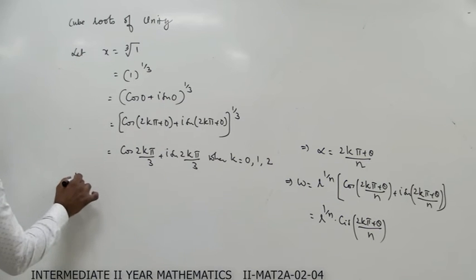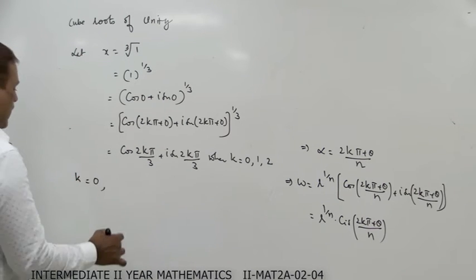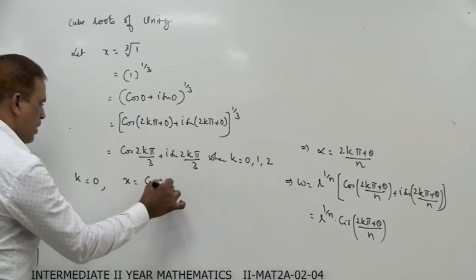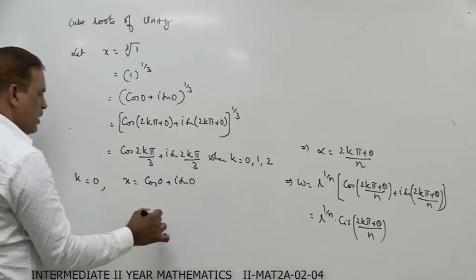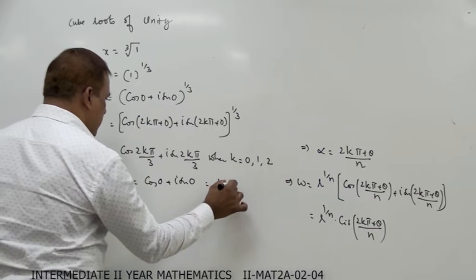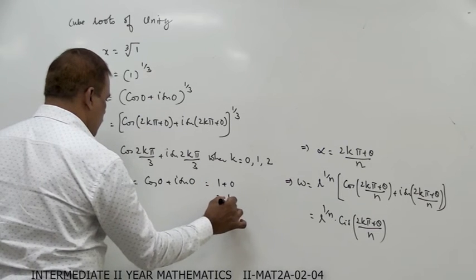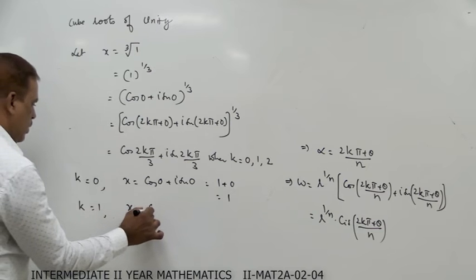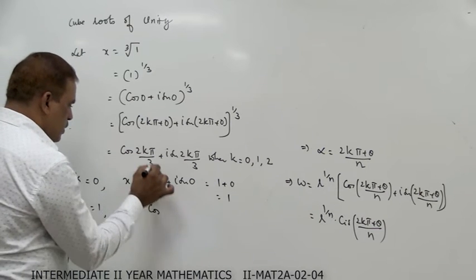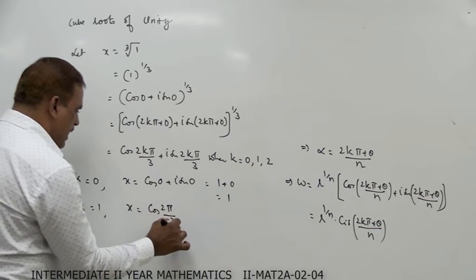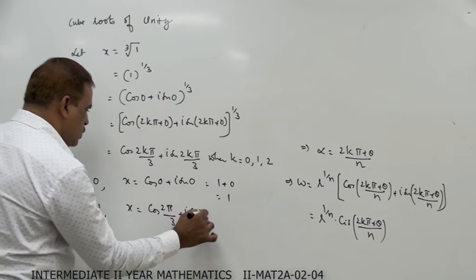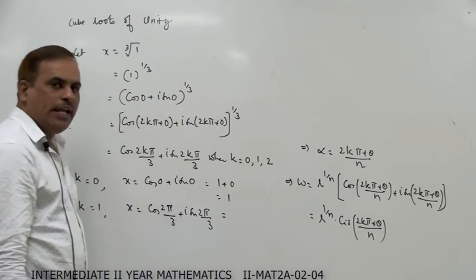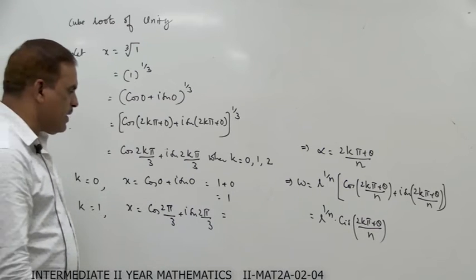If k is equal to 0, then x is equal to cos 0 plus i sin 0. Cos 0 is 1, plus 0, is 1. Taking k is equal to 1, x is equal to cos 2π by 3 plus i sin 2π by 3. Cos 2π by 3 is cos 120. Cos 120 is minus 1 by 2.